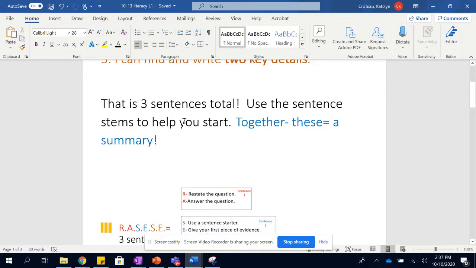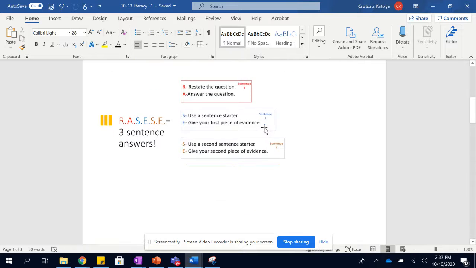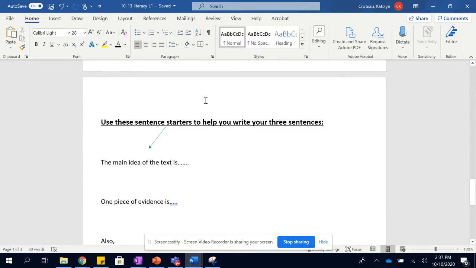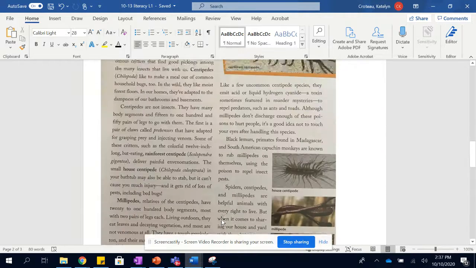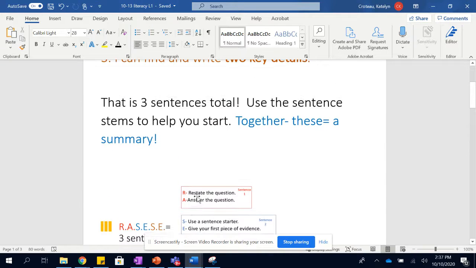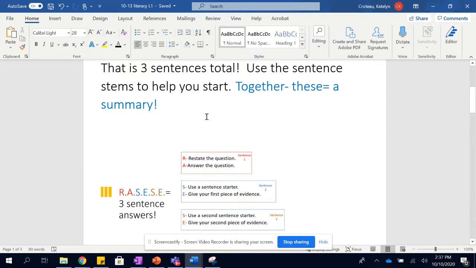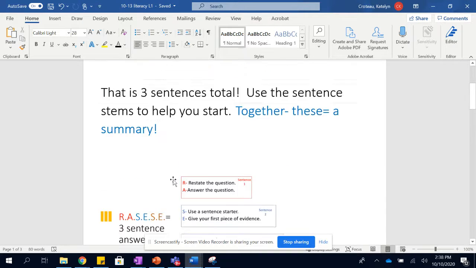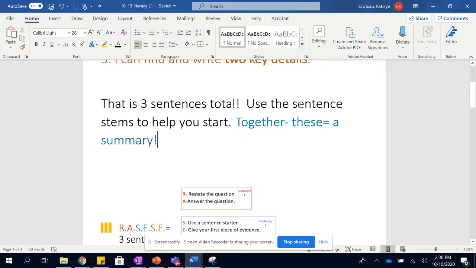Use these sentence stems to help you start. So there are sentence stems below, for those of you that are level 1. If you're not level 1, but you're confused about your sentence stems, you can always go back to any kind of helpful poster chart section that your teachers put together for you that has hopefully a sentence starter page. If not, you can ask your teacher, and I'm sure that she has one somewhere for you.